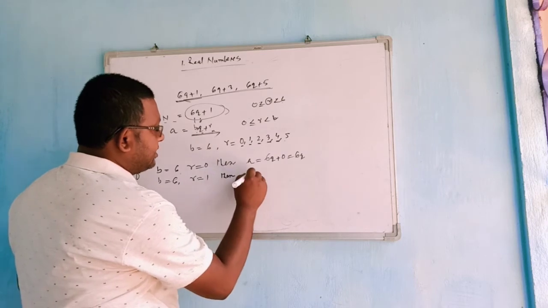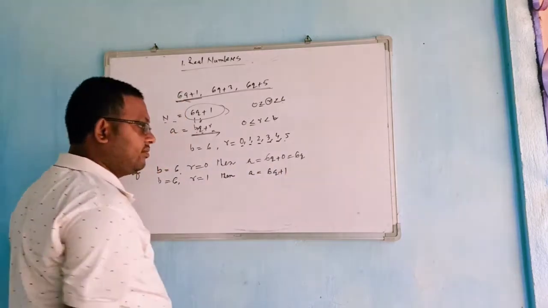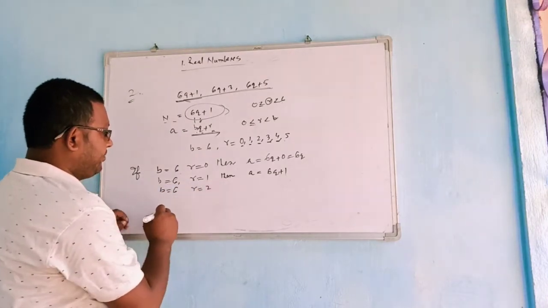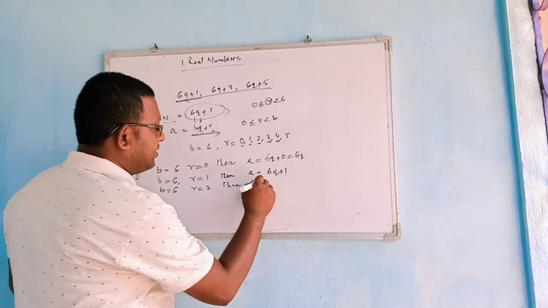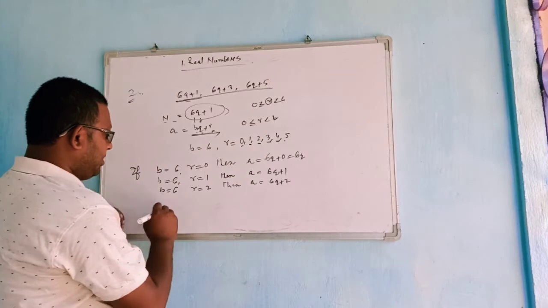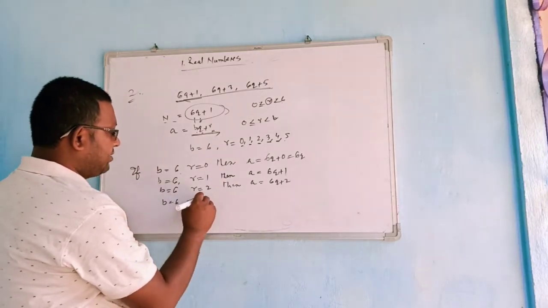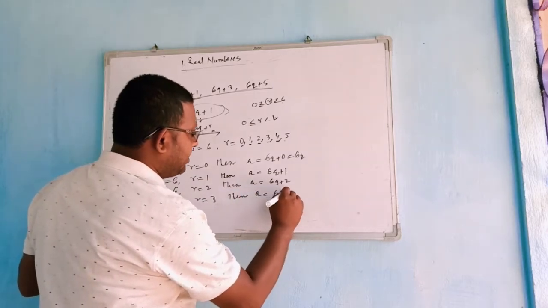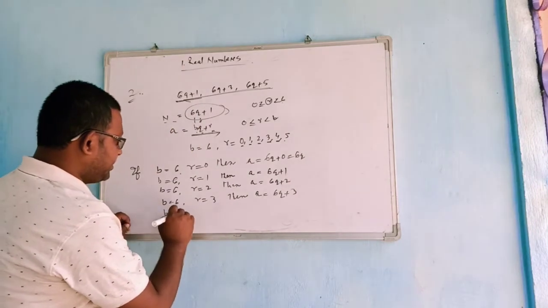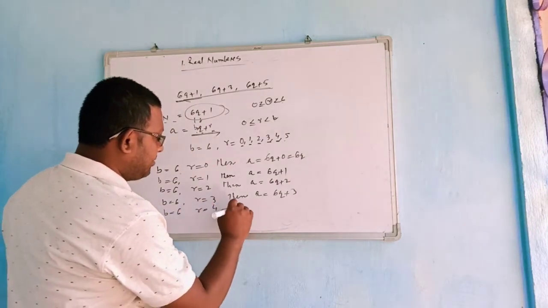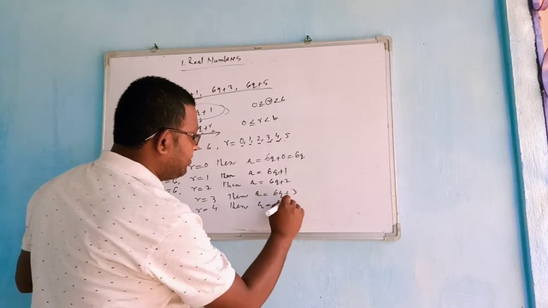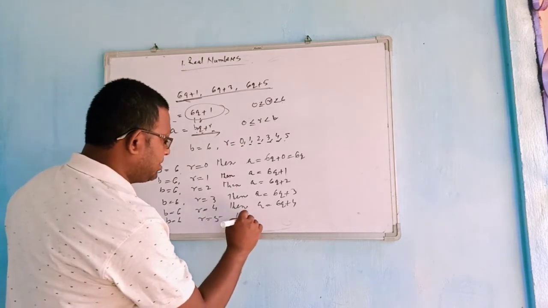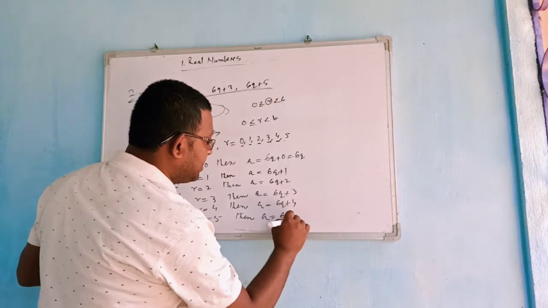Then r equals 1 gives a equals 6q plus 1. With b equals 6 and r equals 2, a equals 6q plus 2. Similarly r equals 3 gives a equals 6q plus 3. With r equals 4, a equals 6q plus 4. With r equals 5, a equals 6q plus 5.